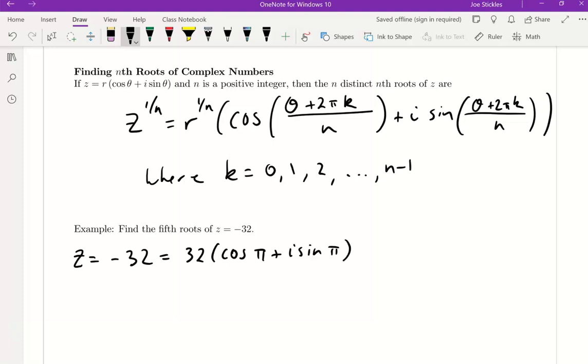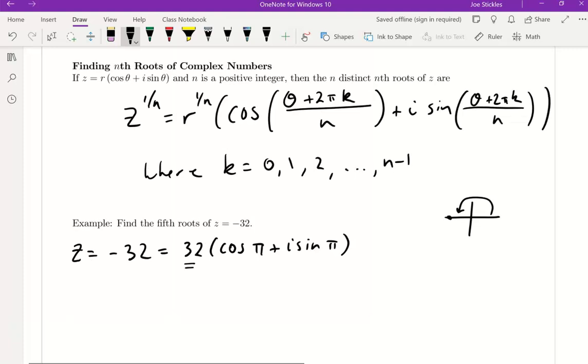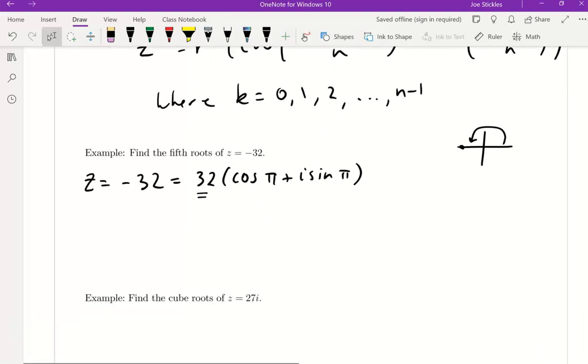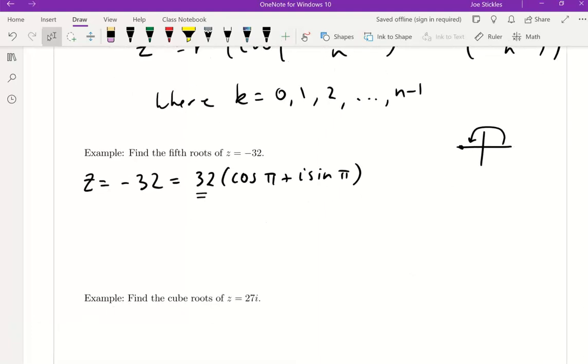When I have negative 32, that would be over here, wouldn't it? Notice that your distance from the origin is 32, and your angle is pi, isn't it? We agree with that? Okay. So that's where we get the 32 times cosine of pi plus i sine of pi. It says we want the fifth roots. The fifth roots.